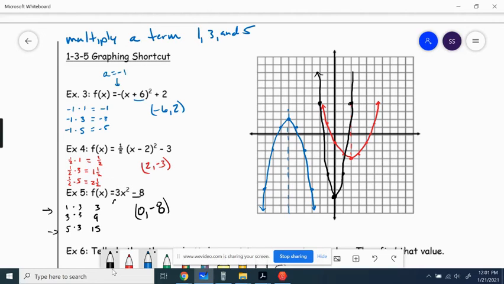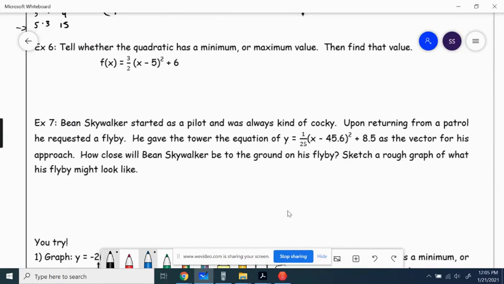And that shows. Moving on, example 6: tell whether the quadratic has a minimum or maximum value, then find that value. Okay, well, let's start with the A value, which would be 3/2. Okay, so this is positive, and we know if the A value is positive, the parabola will open upwards, so it will have a minimum value. Okay, and that minimum value will be the vertex, so this point right here.